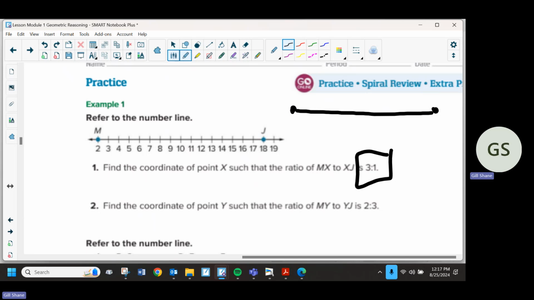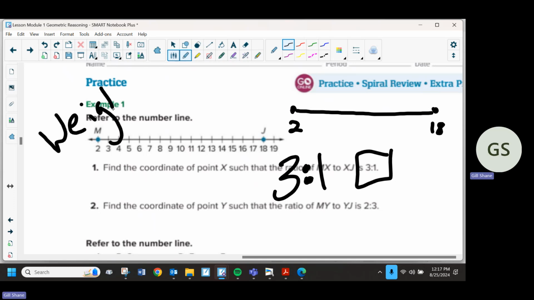So if they are opposites, my 3 is my first number, my 1 is my second number in my ratio. I'll go ahead and write 2 there and 18 there. The only thing you have to change, and again, you have to remember, is that weights and ratios are opposites when it comes to putting a point on a line.